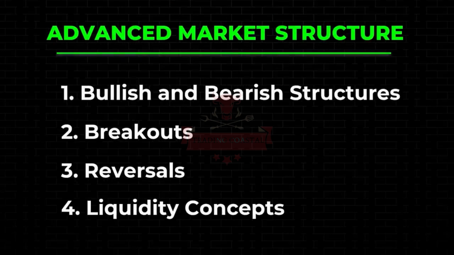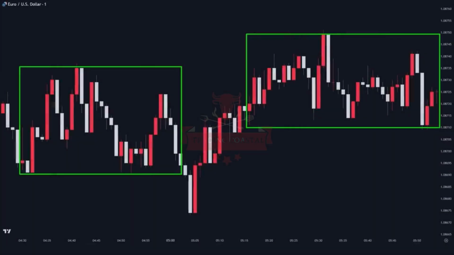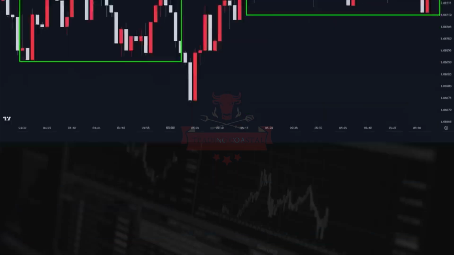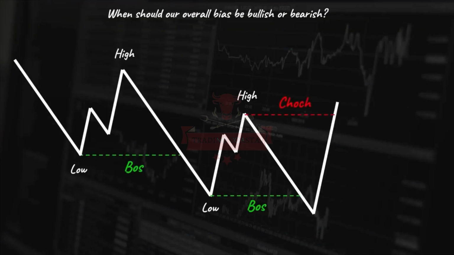Now we reach the next topic, reversals. We previously mentioned that we have two kinds of market behavior, a trending and a ranging market. Sometimes it's hard to identify the direction of the market, or it feels like the price has been trapped in a box. The subject of the ranging market is out of the scope of this video, so let's focus on when an uptrend turns into a downtrend and vice versa, or, in essence, when should our overall bias be bullish or bearish? As we mentioned earlier, the break of an origin creates a change of character.